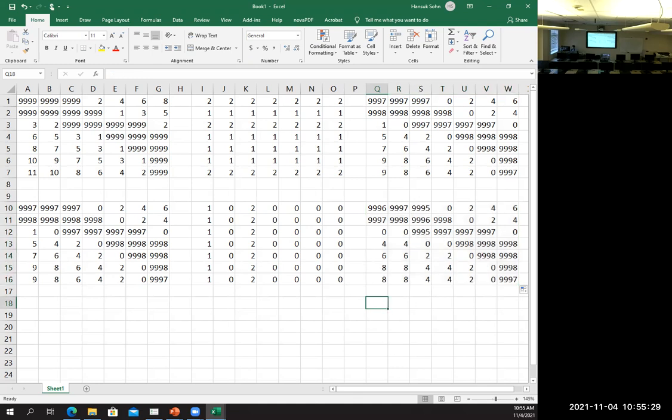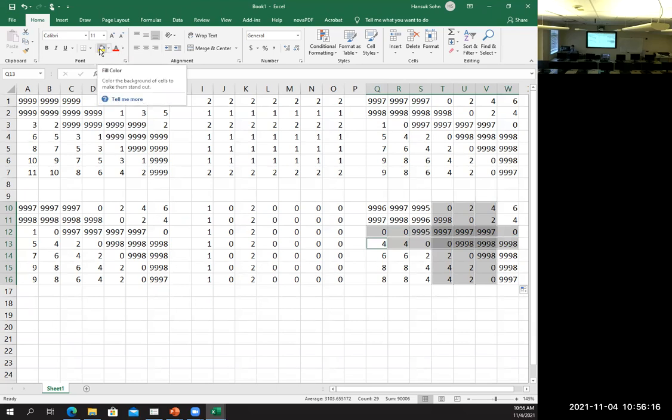So what's the next step? We need to identify the minimum number of lines that can cover every zero in this cost matrix. How many lines do we need to draw? I'm going to draw this 1, 2, 3, 4, 5. So obviously 5 lines can cover every zero. We don't even need 7 different lines to do this.